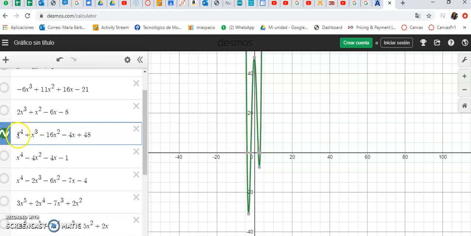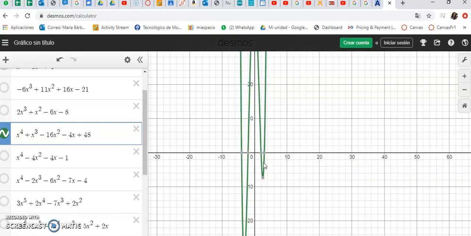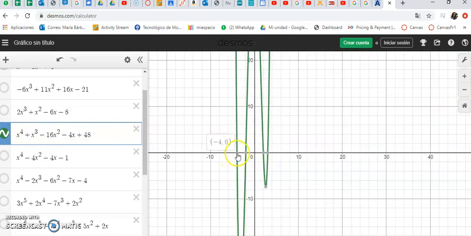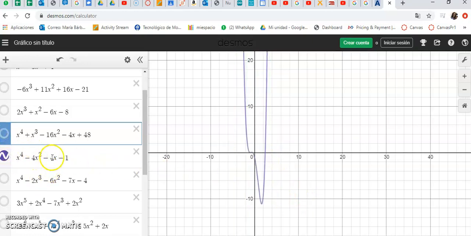Now, you're going to say, okay, and how many roots? As the degree is 4th degree, we are going to find 4 roots. Let me get closer here. So you can see that here we have the 4 roots, 1, 2, 3, and 4. In this case, the 4 roots are real number roots, okay? Let's continue checking the next example. I'm going to hide the previous one.